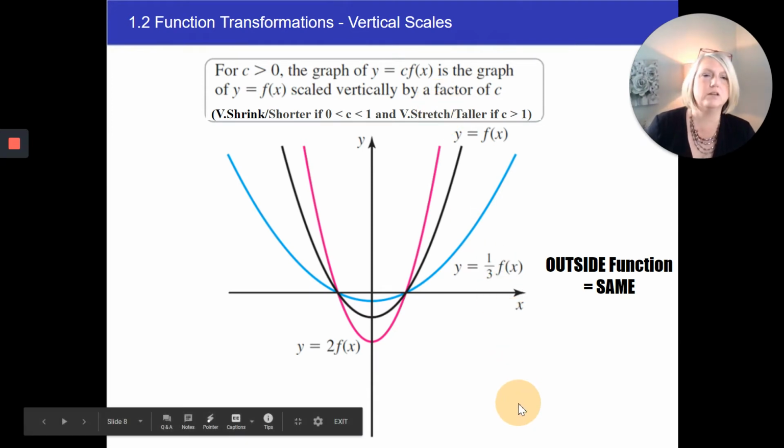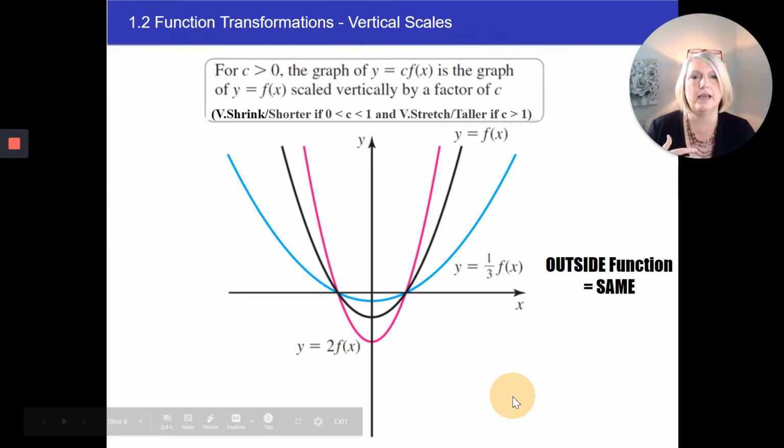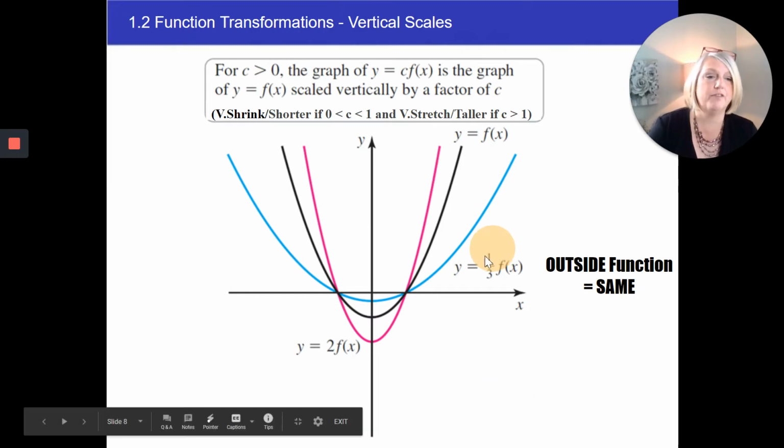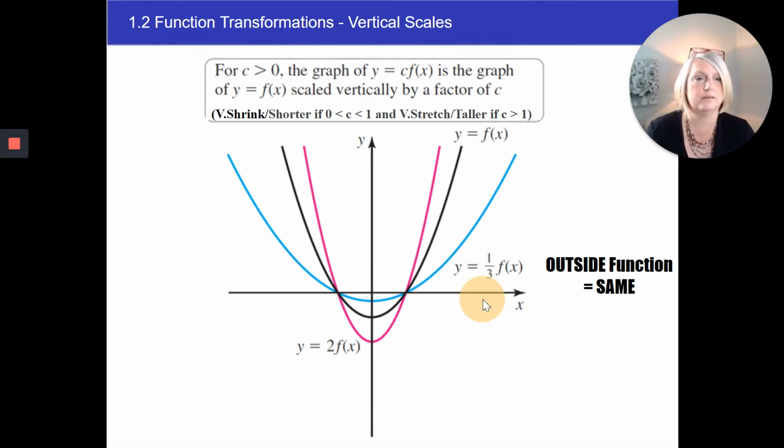Now, what gets a little confusing, especially when you use parabolas, is that there is a coordinating horizontal scale that does the same thing. But we're not talking about that right now. We're saying that if there is a number multiplied on the front, it either vertically makes it taller or shorter, depending on what it is.